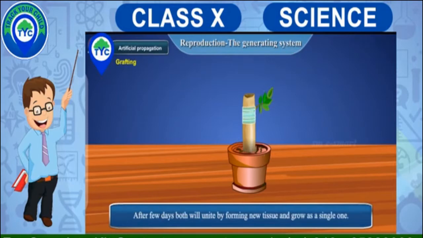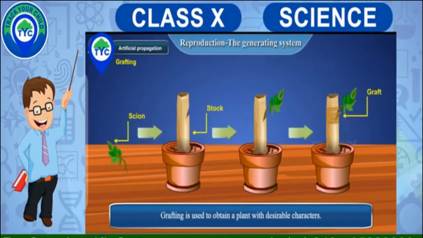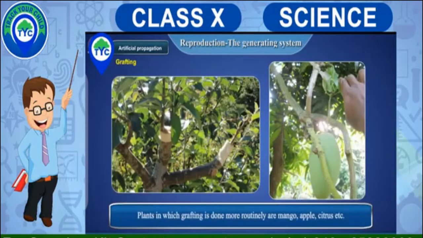After a few days, both will unite by forming new tissue and grow as a single plant. Grafting is used to obtain a plant with desirable characters. Plants in which grafting is done more routinely are mango, apple, citrus, etc.